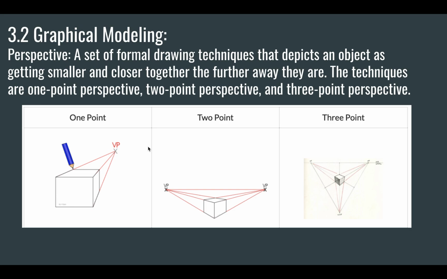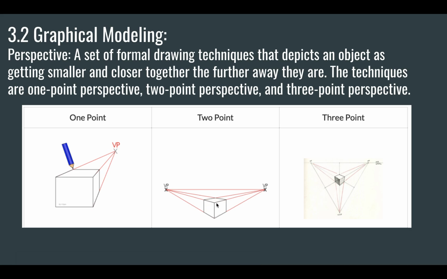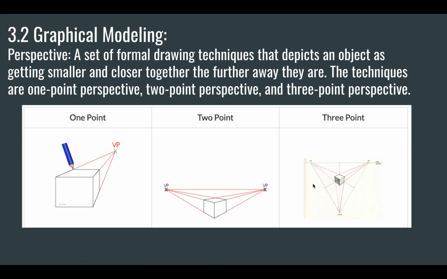Now, when we get to perspective drawings, that's what we're starting to represent. So it's a set of formal drawing. Perspective is a set of formal drawing techniques that depicts an object as smaller and closer together the further away they are. Okay, and this technique, there's 1-point perspective, 2-point perspective, and 3-point perspective, and you can see that right here. Like this line right here is bigger than this line right here, and this one's further away. Okay. And same with over here, that this line here is actually bigger than this line here, and this line here would be bigger than this line here. Okay, and this is a 1-point, 2-point, and 3-point. We'll talk about what that means for each of those in the next couple slides.